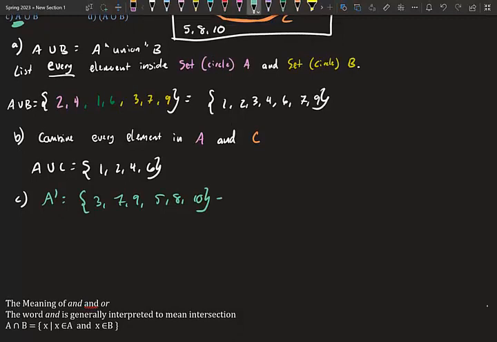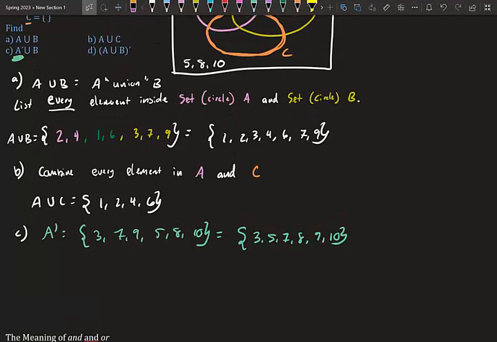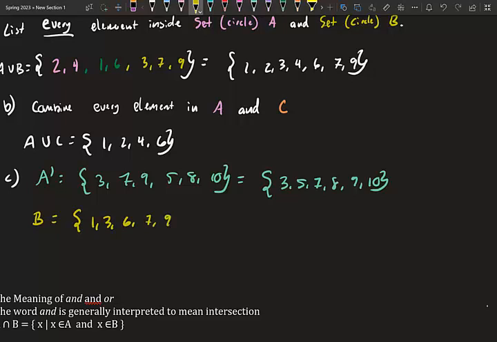So I'm just going to rewrite it for my sake. You do not have to rewrite it. That's just a me thing. So now that we have not A, let's go ahead and figure out the union of B. So B, just as a reminder, set B consists of 1, 3, 6, 7, 9. So now we need to combine these two.